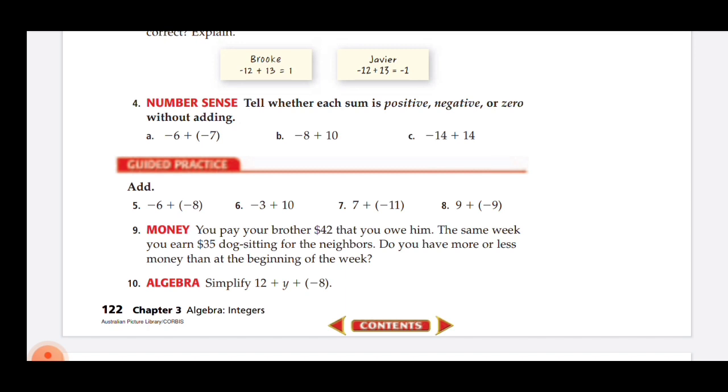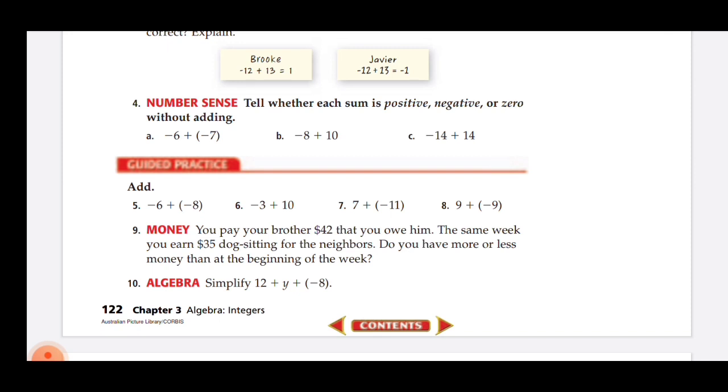4. Number sense. Tell whether each sum is positive, negative, or 0 without adding. A. Minus 6 plus minus 7. B. Minus 8 plus 10. C. Minus 14 plus 14. Guided practice. Add. 5. Minus 16 plus minus 8. 6. Minus 3 plus 10. 7. 7 plus minus 11. 8. 9 plus minus 9.